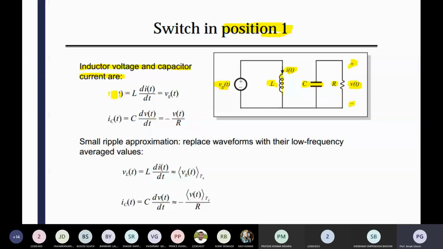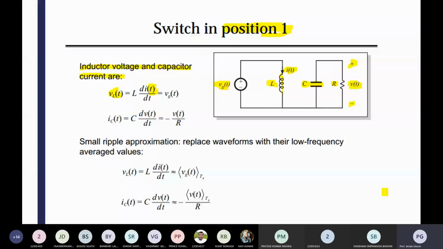VL is how much voltage is developed, so VL equals L diL/dt. Why is the t there? You can consider that there are basically two factors: one is the DC component, and another is very small deviations of that component, the ripple component. That's why you can say it is the AC component. The total signal is a composition of both.